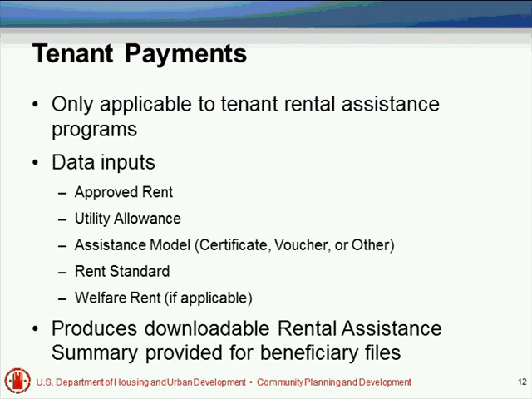We're always looking at a rent standard, and this will vary depending upon the program we're talking about, and if we need to take a look at welfare rent as applicable. And again, the same as adjusted income, there is a downloadable rental assistance summary that you can print off in a PDF and put into your beneficiary files. Okay?